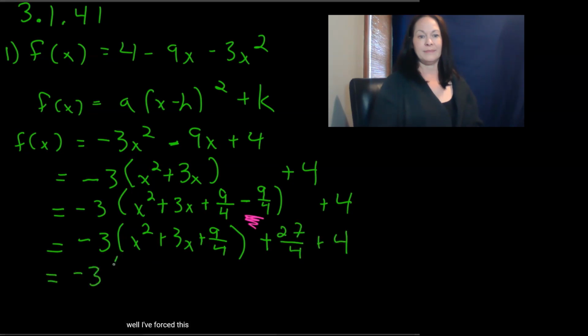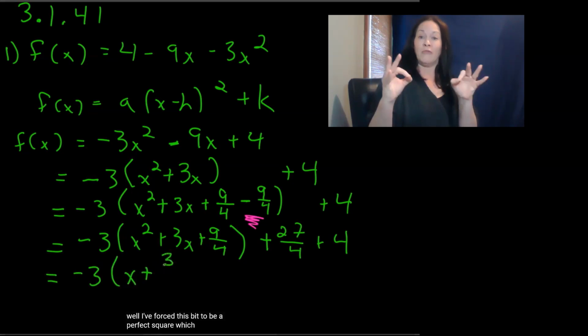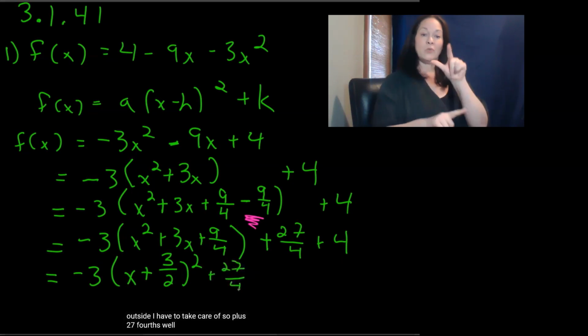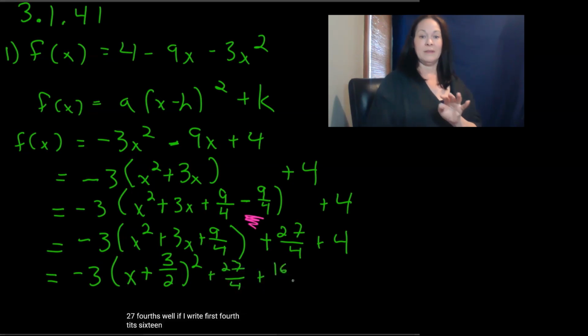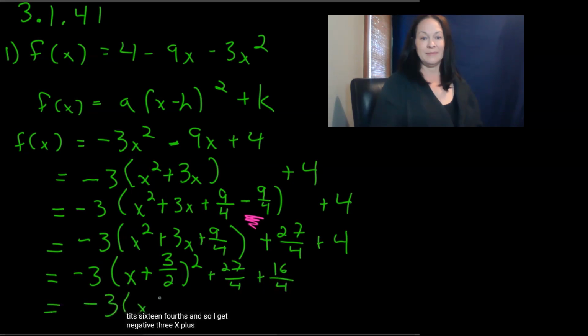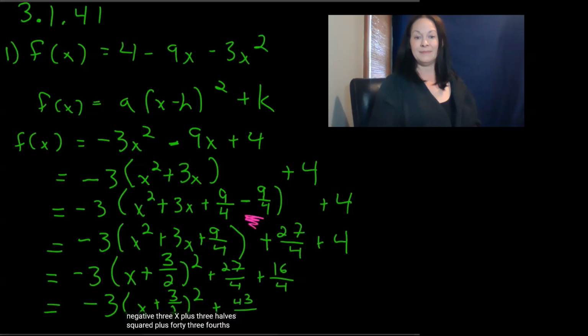Well, I've forced this bit to be a perfect square, which was the 3 halves squared. And then this bit outside I have to take care of. So plus 27/4. Well, if I write 4 as fourths, it's 16/4. And so I get negative 3 times x plus 3 halves squared plus 43/4.